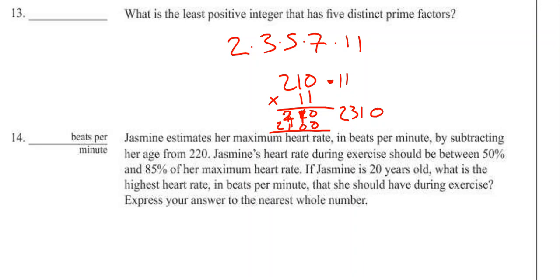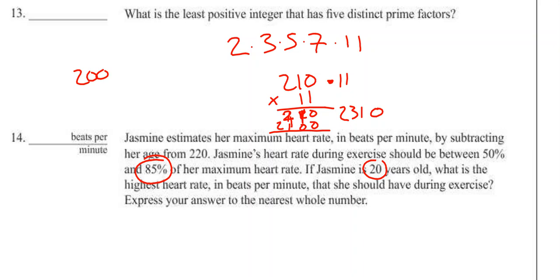Jasmine estimates her maximum heart rate in beats per minute, and this is a good rule of thumb, that you take 220 and you subtract your age. Now Jasmine happens to be 20, so that means her maximum heart rate is 200. And she wants to know that if 85% of her maximum is what she should be working out at, how many beats per minute is that?